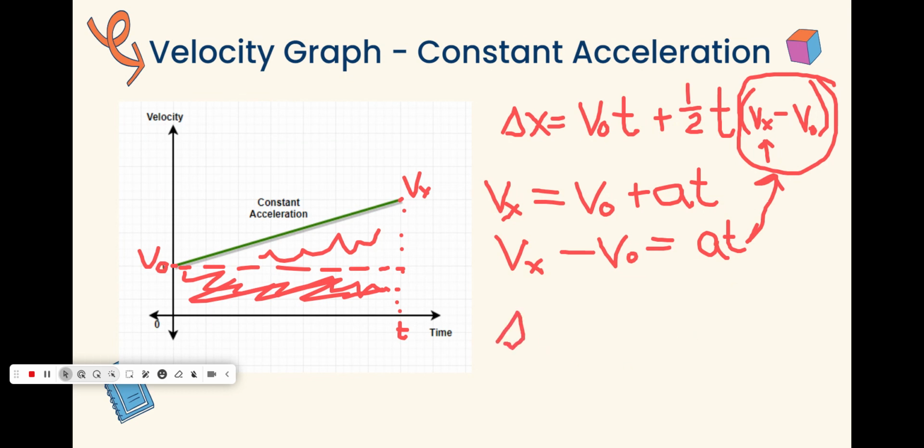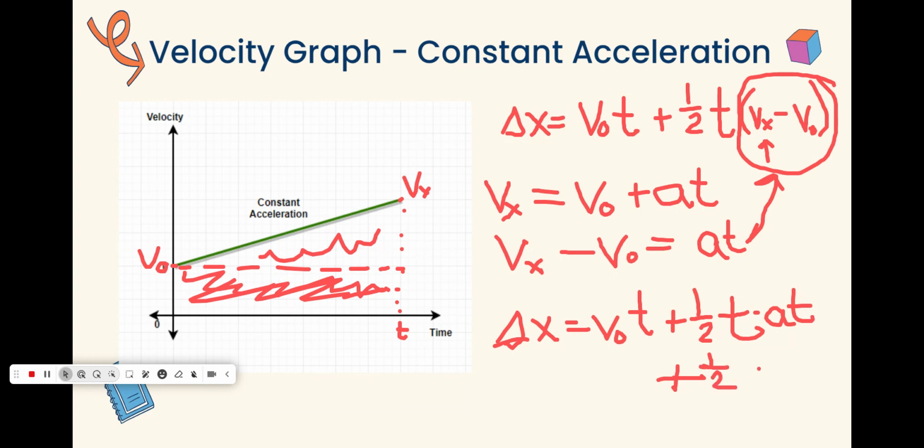So now I have delta x, I apologize for writing with a mouse, equals V sub 0 t plus 1/2 t times at, which is at squared. So this is actually plus, whoops, I'm getting messy here, plus 1/2 at squared.